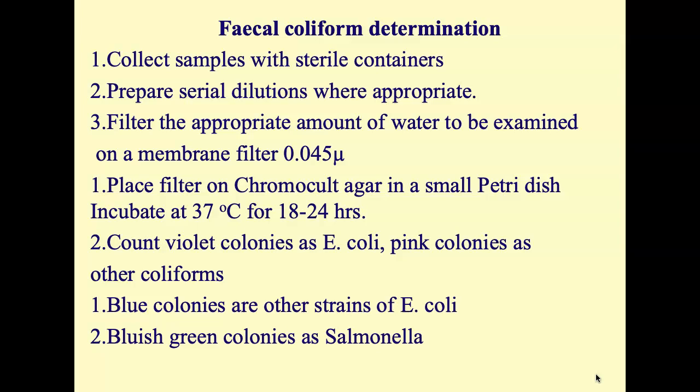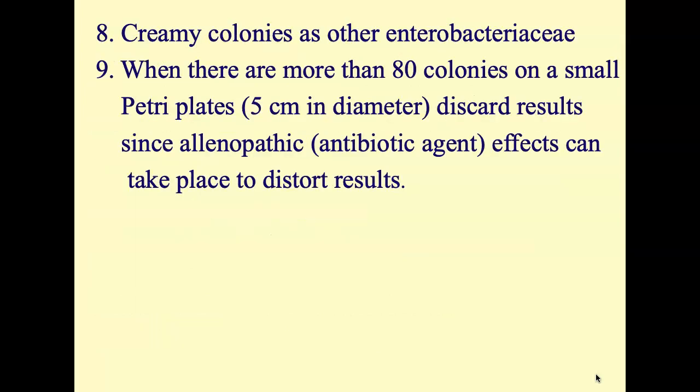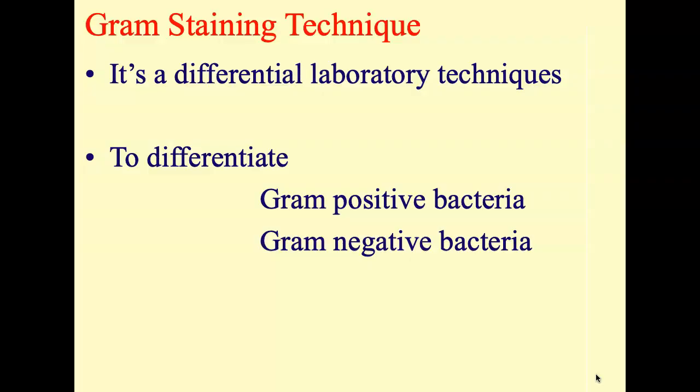If you count violet colonies, then you are likely to see E. coli. But if you are finding pink colonies, then it's other coliforms, where if it is blue, we are looking at other strains of E. coli. But when it's bluish green, we are looking at Salmonella. When the colony is cream, we suspect Enterobacteriaceae. But when the colonies are more than 80 on a slide, we say they are too numerous to count. We discard them, and then we do serial dilution to start another set. These are more pictures of serial dilution that you must abreast yourself with.